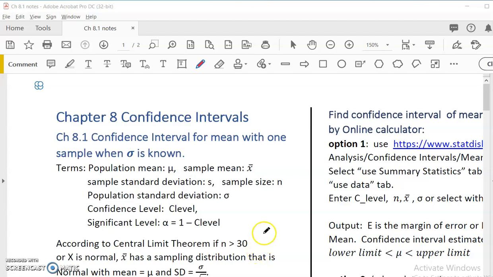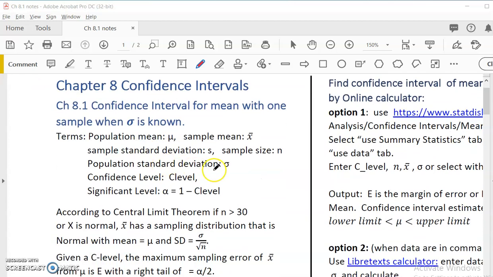Hello, statistics student. This video is for chapter 8.1, confidence interval for mean with one sample when sigma is known. So this topic is really long. It is very technical also. So what are we talking about when we say confidence interval, mean, one sample, sigma? What is it about? Let's go over some of the terms.